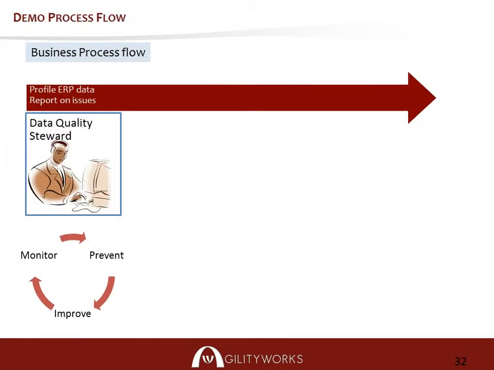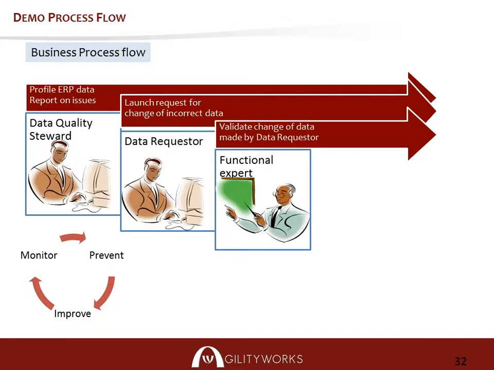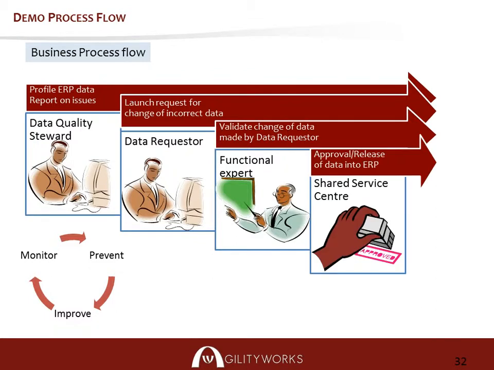So just to recap, we start with our data quality steward, who's going to be identifying perhaps the rule for remediation. We're going to launch the request for the change of the incorrect data, and what we're calling a data requester will do that. A functional expert will validate the change, and it will get approved by, if you like, a manager. All these workflows, I think, Jonathan, are configurable in MDG.